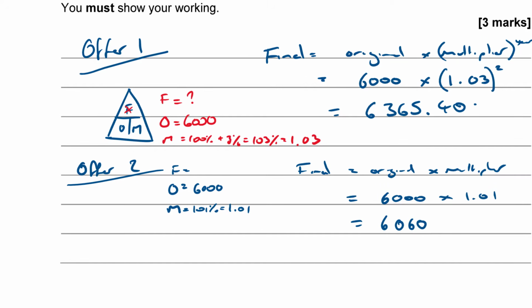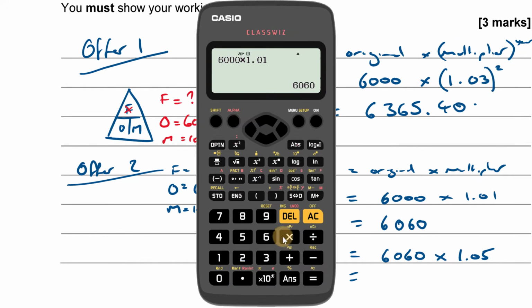Okay, so that's the end of year 1. So this is year 1. And then in year 2, my final is going to be my original, which was 6,060 now, because it's what I got from the end of year 1, times my new multiplier of 1.05, because it's 5% in the second year. So 6,060 times 1.05. So that actually comes out to 6,363. So it actually works out a little bit cheaper.